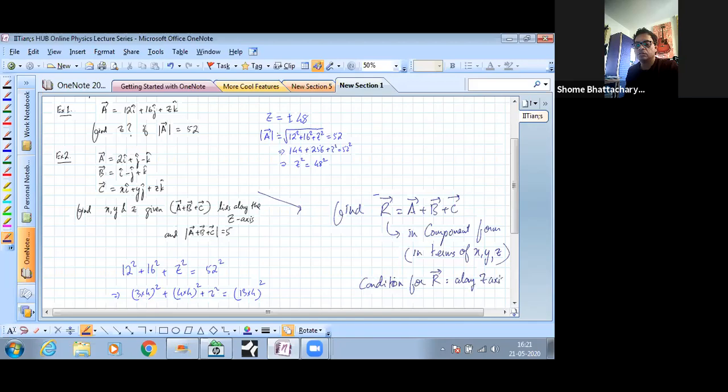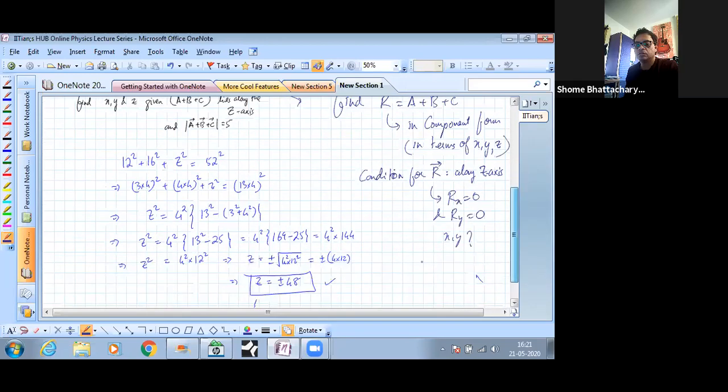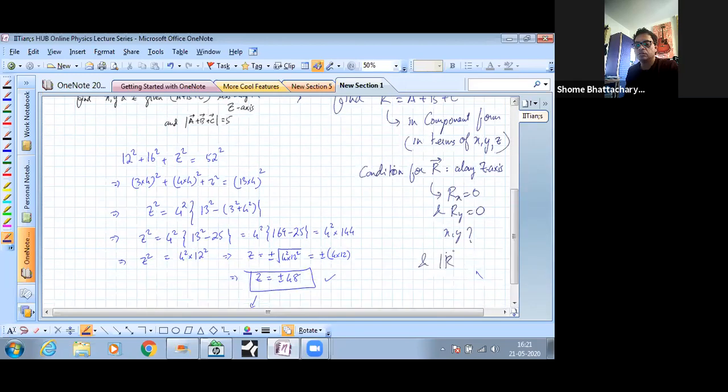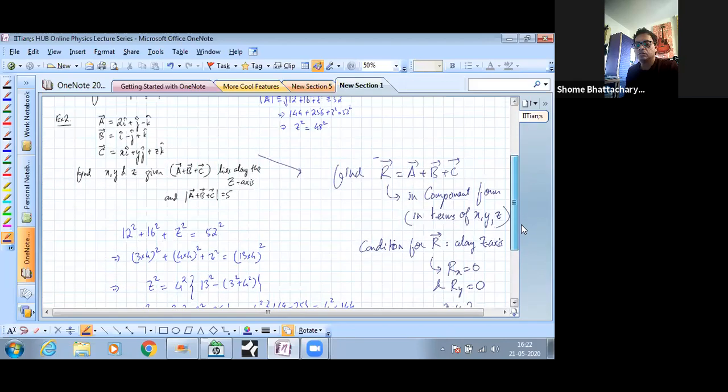If the vector r is purely along the z axis, the condition for this is that its x component must be 0 and its y component must be 0. So when you do that, from this you will get the values of x and y. And then find the condition for its magnitude to be equal to 5, and from that you will get the value of z. So use this as the method for solving this question.